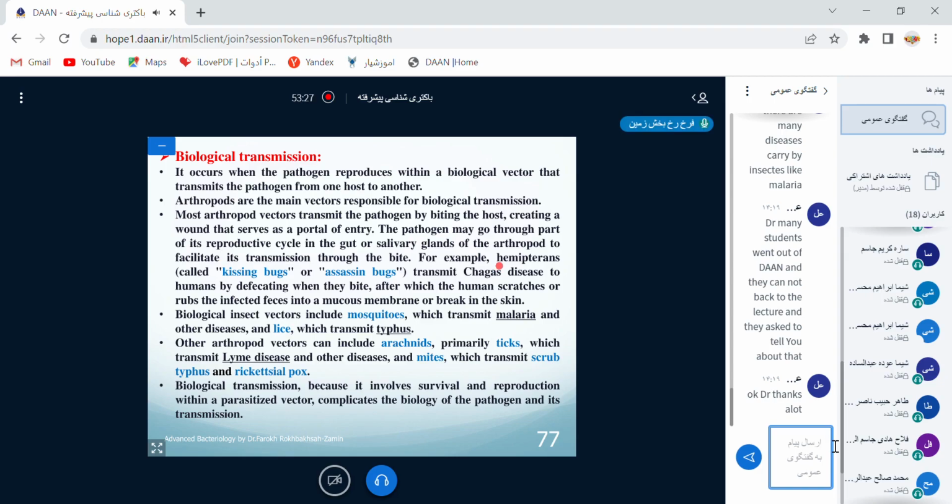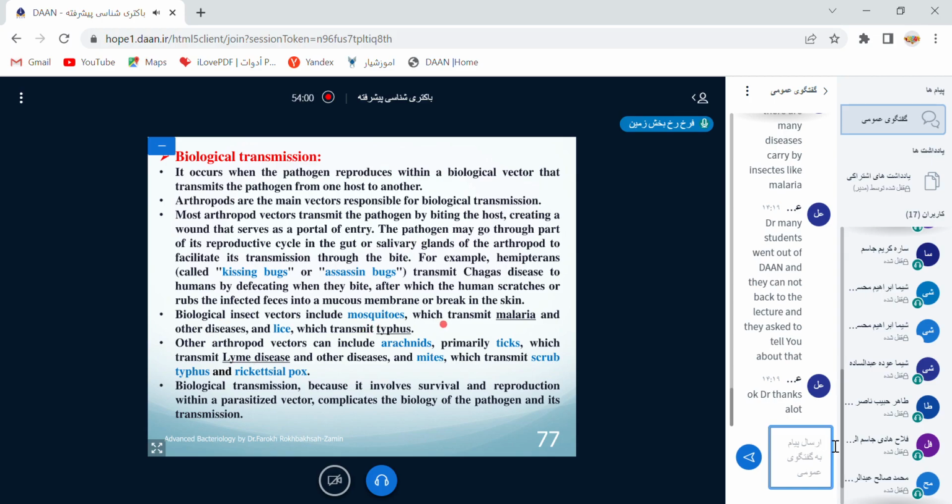For example, hemipterans called kissing bugs or assassin bugs transmit Chagas disease to humans by defecating when they bite, after which the human scratches or rubs the infected feces into the mucous membrane or breaks in the skin.